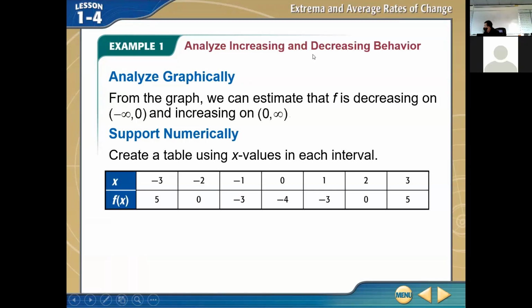You'll have to build a table, Clara. Okay, and it's just supporting it numerically. We just pick, you want to be real selective with the points. Here, we decided that it switched at 0. So I want to pick points that are closest to 0. -1, -2, 1, and 2 would be sufficient to support our conjecture.